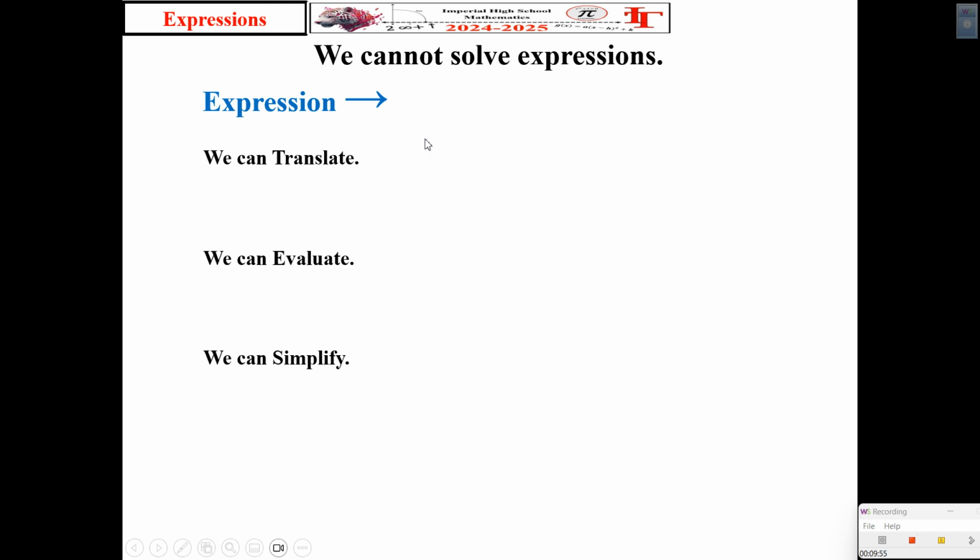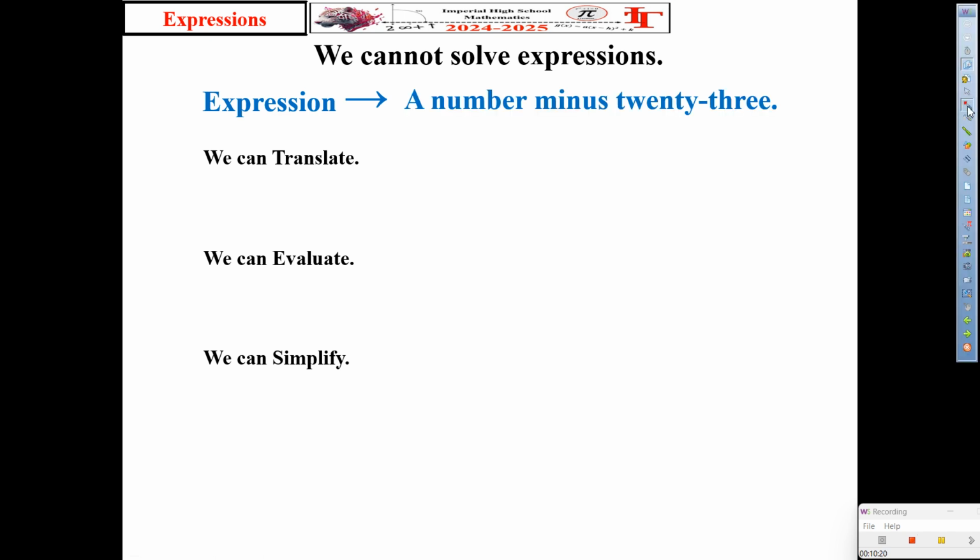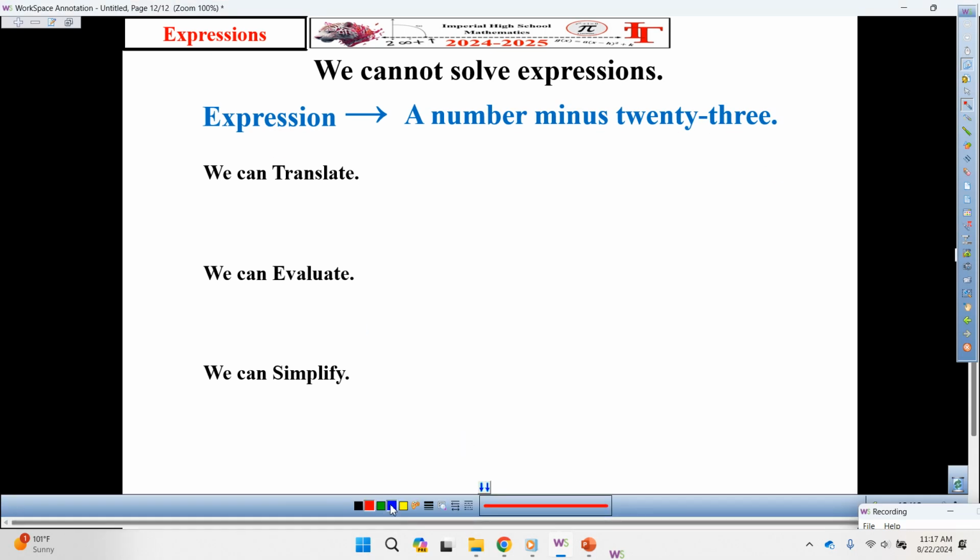Ready? Here it goes. Expression. A number minus 23. It reads, a number minus 23. That's an expression. They're just expressing an amount. So what can I do? Can I translate that? Yes, Mr. Q. Can you translate that for us, please? Sure, here we go. I'm going to translate it. A number. Do I know what that number is? No, I'm just going to give it a value, which means a letter.